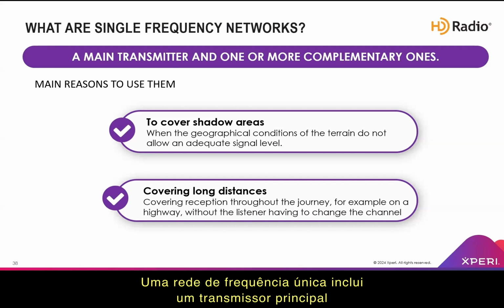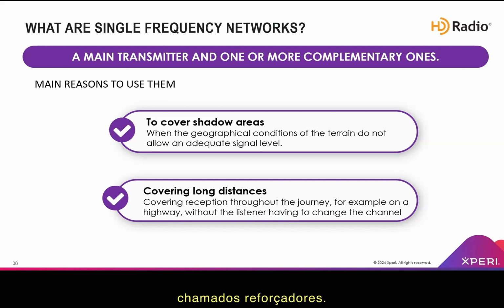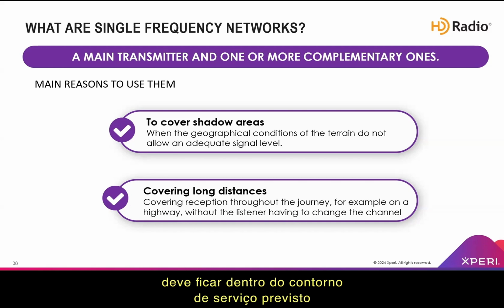A single frequency network is comprised of a main transmitter and one or more complementary transmitters of lower power, called boosters. SFN boosters have a maximum ERP that is 20% of the primary station's class. The service contour of an FM booster facility must remain within the predicted service contour of the main station.